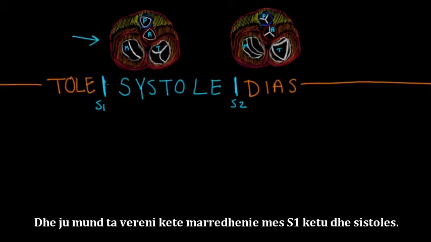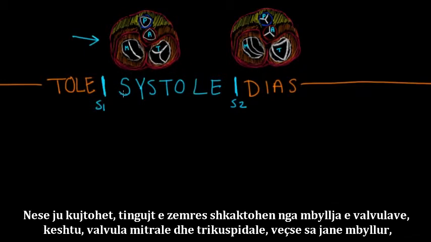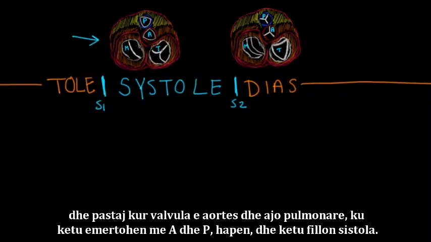And so in this diagram right here, the heart happens to be in systole. And you can notice the relationship between S1 here and systole. And if you remember, the heart sounds are actually caused by the closing of valves. And so the mitral and the tricuspid have actually just closed. And then when the aortic and pulmonic, labeled A and P here, open, that'll start systole.